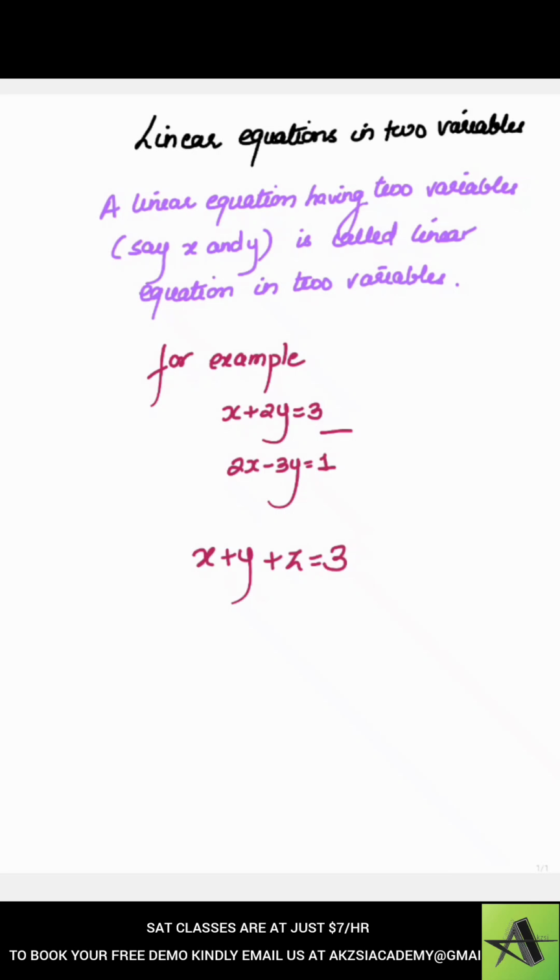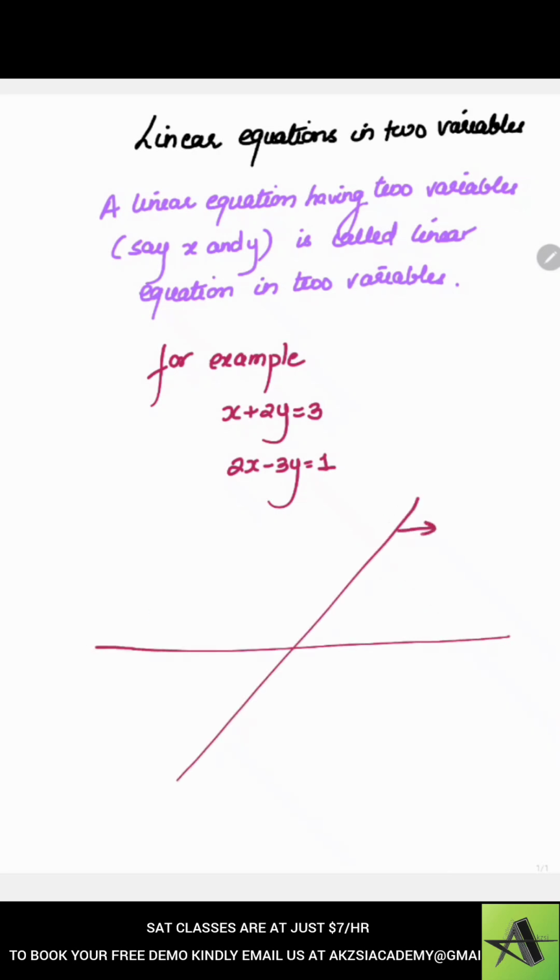But before doing system of equations, let me focus on what this represents. What exactly is x plus 2y equals 3? If I see the graphical interpretation of it, this is an equation of a straight line. That means when I plot any straight line, the equation of such a straight line will always be in this form. You will have two variables and they both represent a linear equation.